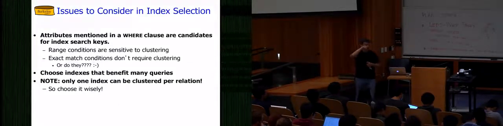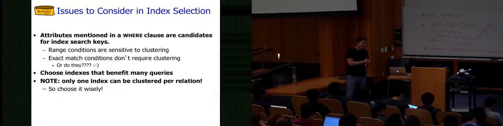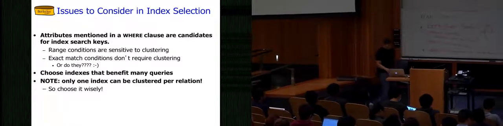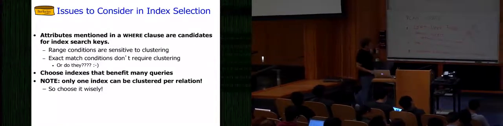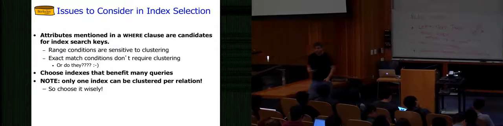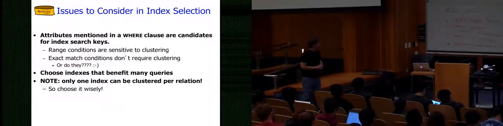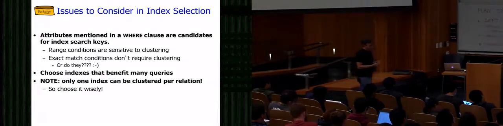All right. Now, what index should you build, though? Well, here's the things you have to think about. The attributes mentioned in the where clause, those are the indexes that you care about. Any other indexes are kind of a waste of time, all right? Unless they provide sort orders for sort merge join.